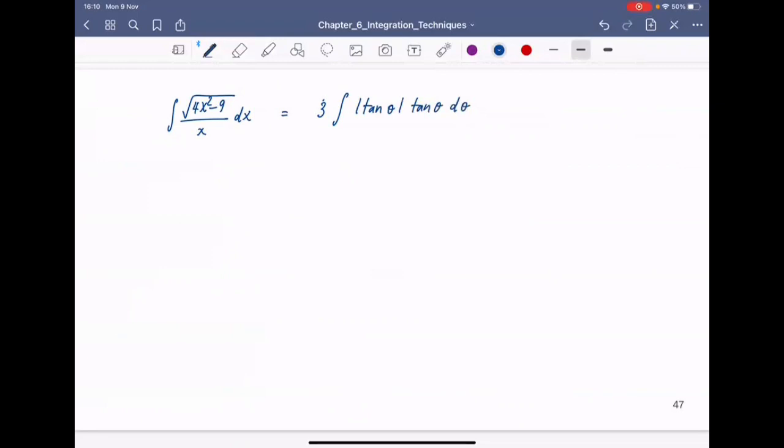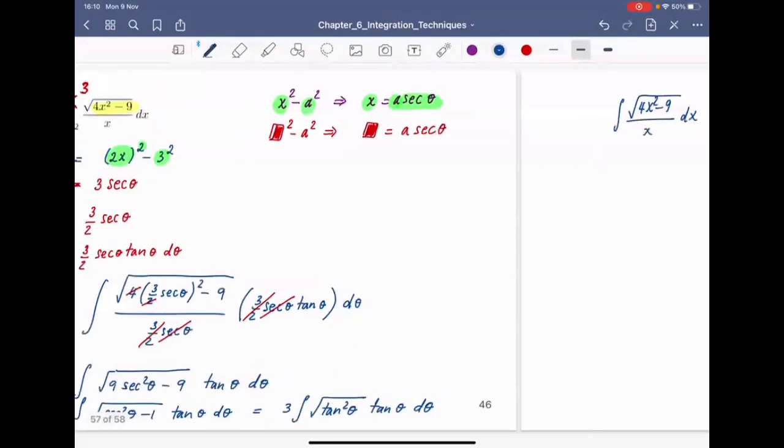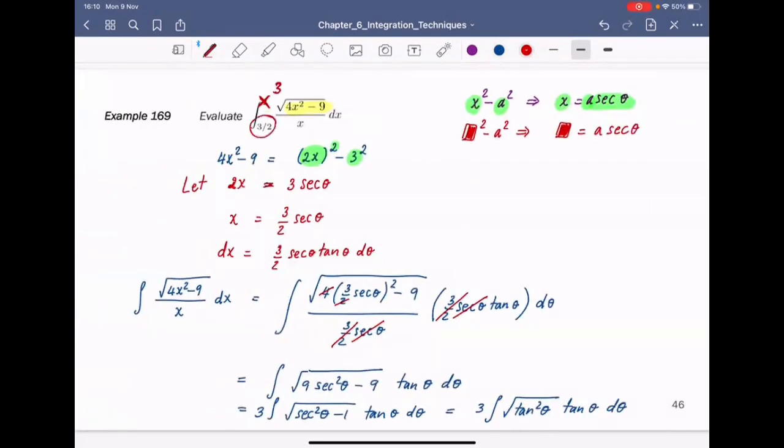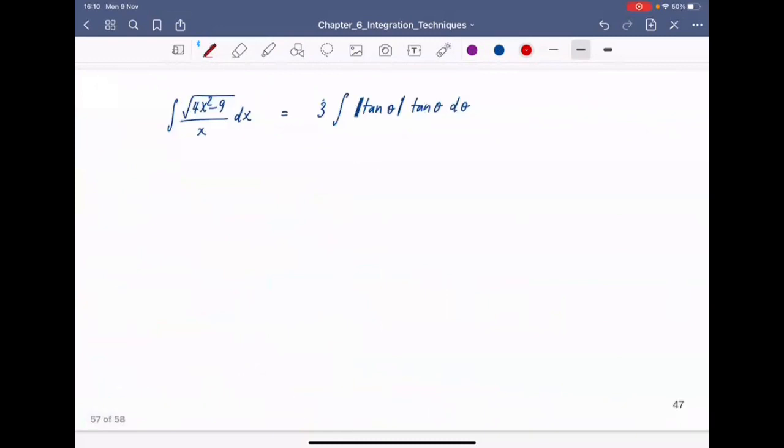Now, how do I know that? What should I do next, because I have an absolute value here? For the previous question, I said that we want to avoid the ambiguous sign because of the absolute value, so we pick the domain of theta. But for this question, you already know that x is going to be from 3 over 2 to 3.